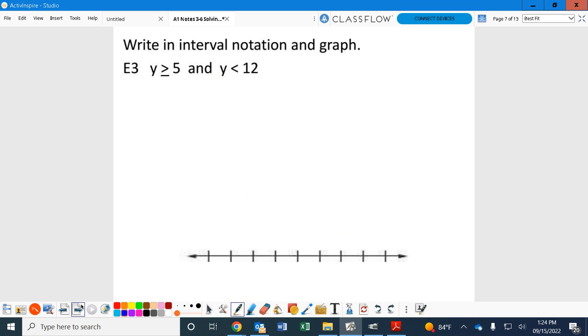Okay, guys. Here we go. Write in interval notation and graph. So we're not doing any solving. It's already solved for us. All we need to do is put it on our graph and write an interval notation.